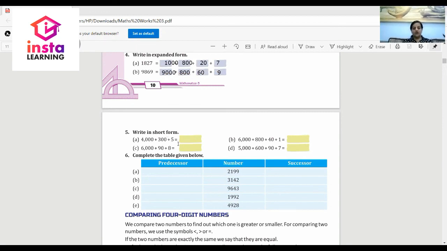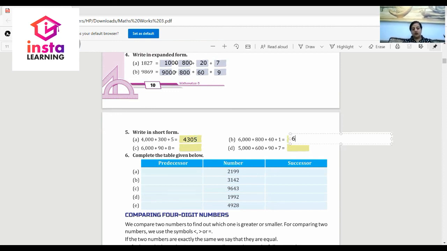So write in the short form. Write in the short form we are going to write what is the place of 4, that is 4000 as it is, 4, 3 as it is because it is at 300 place, but at the tens place there is nothing, so we put 0 and then 5. Answer will be 4305.